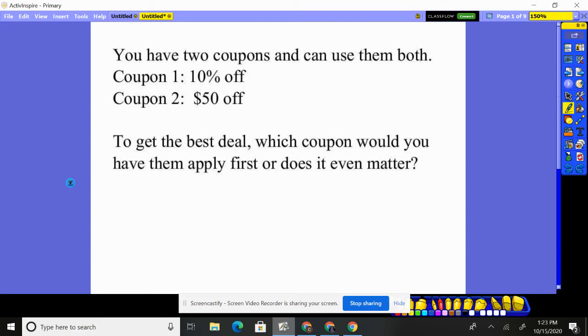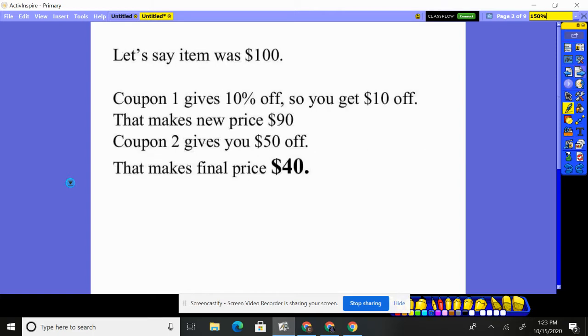I mean, should you say, hey, ring up coupon 1? Okay, now do coupon 2. So do you want to get 10% off first? Or would you rather get $50 off and then the 10%? So that's the question. Well, let's take a look.